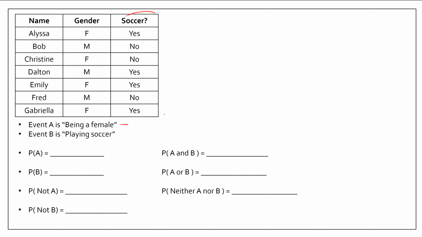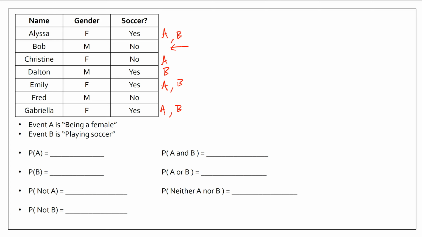These are two different things. We're going to call event A being a female. So if you are a female, you are part of the probability event A. Event B is playing soccer. So if you play soccer, you're part of this event. We can look at some people that are part of event A: here's a female, she's an A. Christine's also an A. Emily and Gabriella, they're also an A. And then we have some soccer players. They'll be in B. Alyssa's also in B. Dalton's in B. Emily's also in B. Gabriella's also in B.